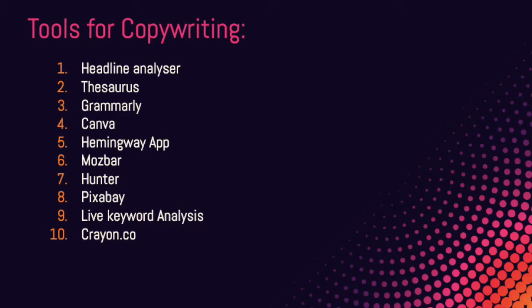The third tool in the list is Grammarly. This is a very basic tool and most of you might already know it. Then I shall tell you how you can use it for copywriting. The fourth tool is Canva. The fifth tool is the Hemingway app. The sixth tool is Mossbar. The seventh tool is Hunter. The eighth tool is Pixabay. The ninth tool is Live Keyword Analysis. The tenth one is Crayon.co.